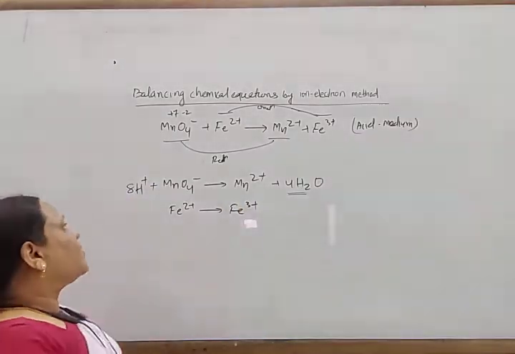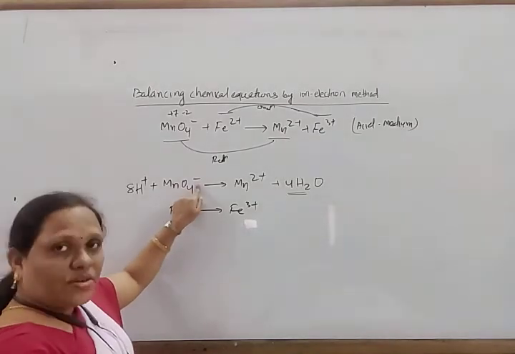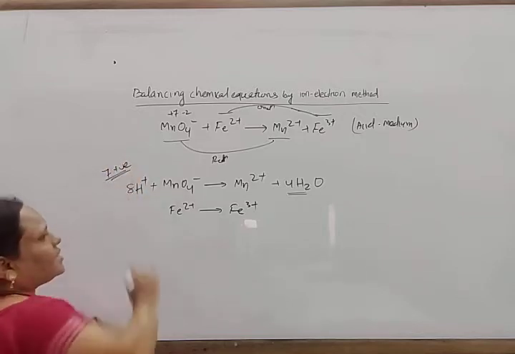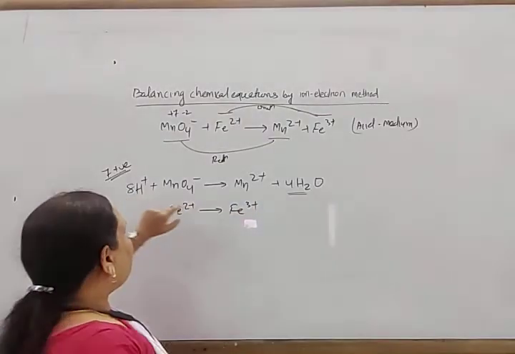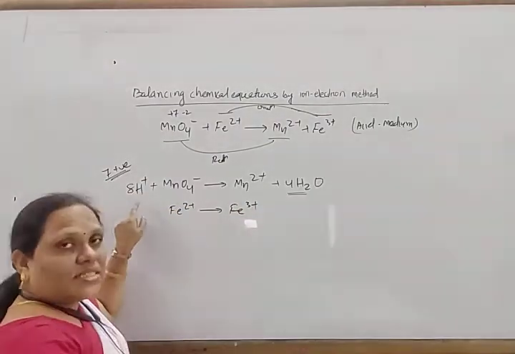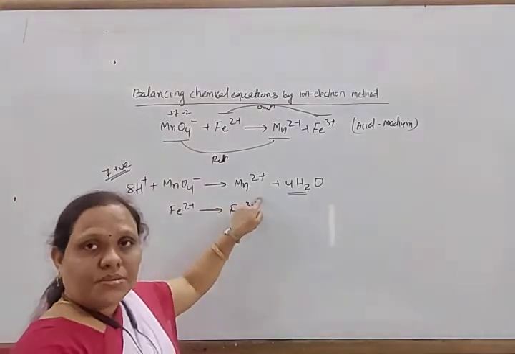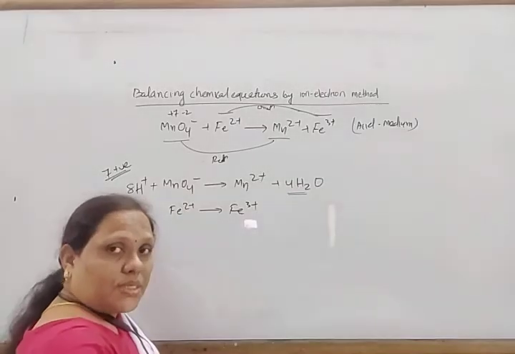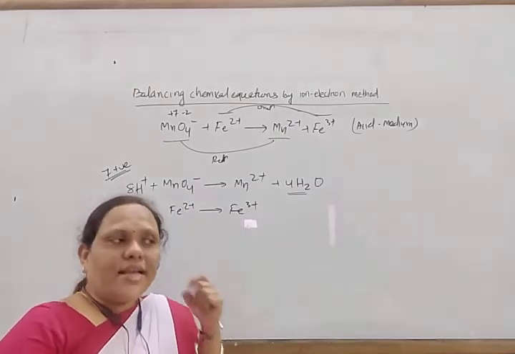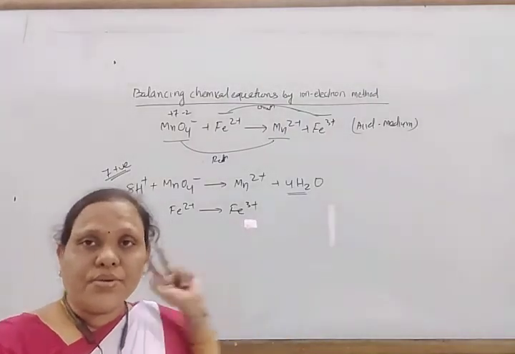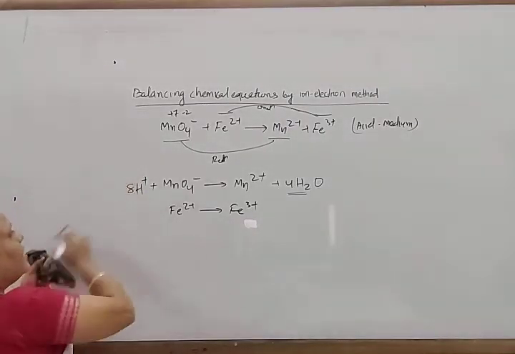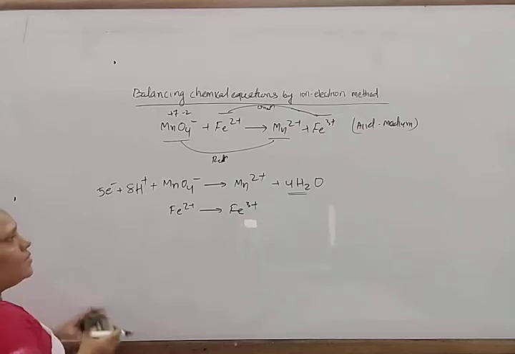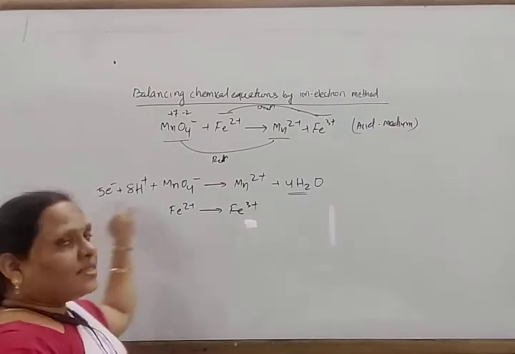Now look at the charge. Here 8H plus and 1 minus charge, so total 7 positive charge. And here 2 positive charge. That means more positive charge is present here, 5 more. When there is more positive charge or fewer electrons, add electrons there. So to balance electronically, I have to add 5 electrons here. This is atomically balanced as well as balanced by charge.